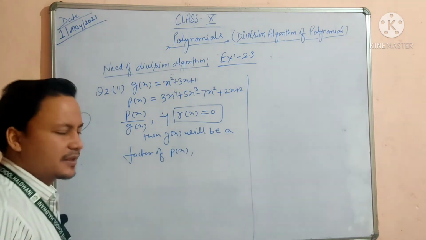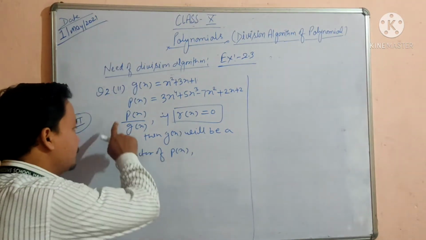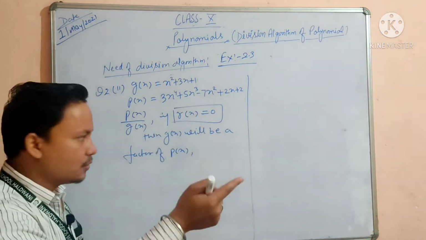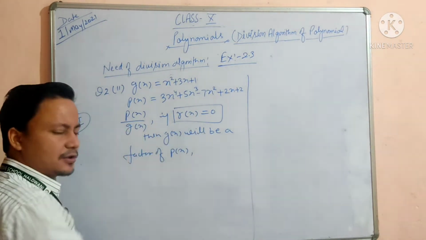Okay, second method में क्या करेंगे? What will we do here? We will divide px by gx, and if we get the remainder equal to 0, then we can say gx is a factor of px.